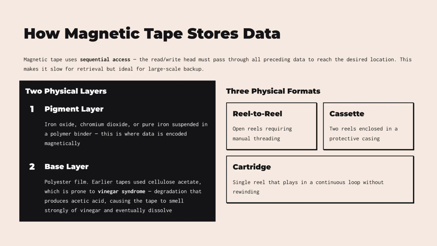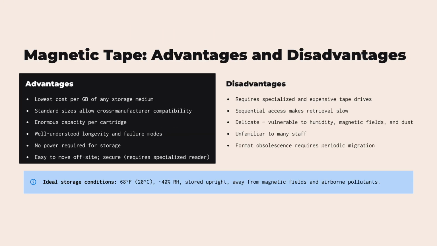The tape itself has two layers: a pigment layer, where the magnetic material is suspended in a polymer binder, and a polyester base layer. Older tapes used a cellulose acetate base, which is prone to a degradation condition called vinegar syndrome. Moisture causes the tape to produce acetic acid, which makes it smell strongly of vinegar and eventually causes it to dissolve. If you ever open an archival collection and smell vinegar coming from a box of tapes, that is the diagnosis. Modern tapes use polyester, which is far more stable.